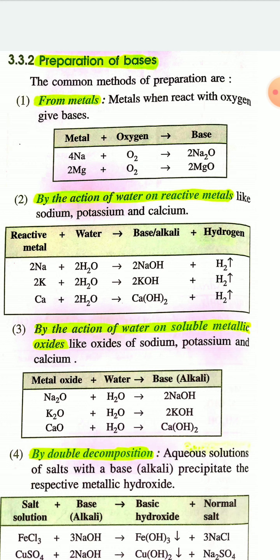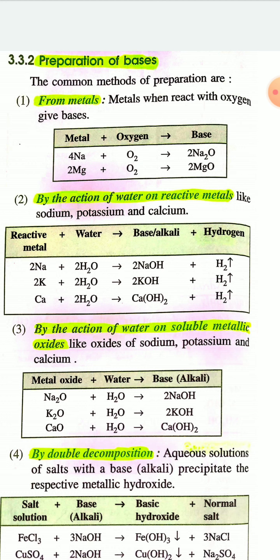When metals react with oxygen, they form metal oxide. I have told in previous videos that metal oxide or metal hydroxide both are basic in nature. That's why when metal reacts with oxygen gas, it will form basic oxide, metallic oxide. That is, it will form base.